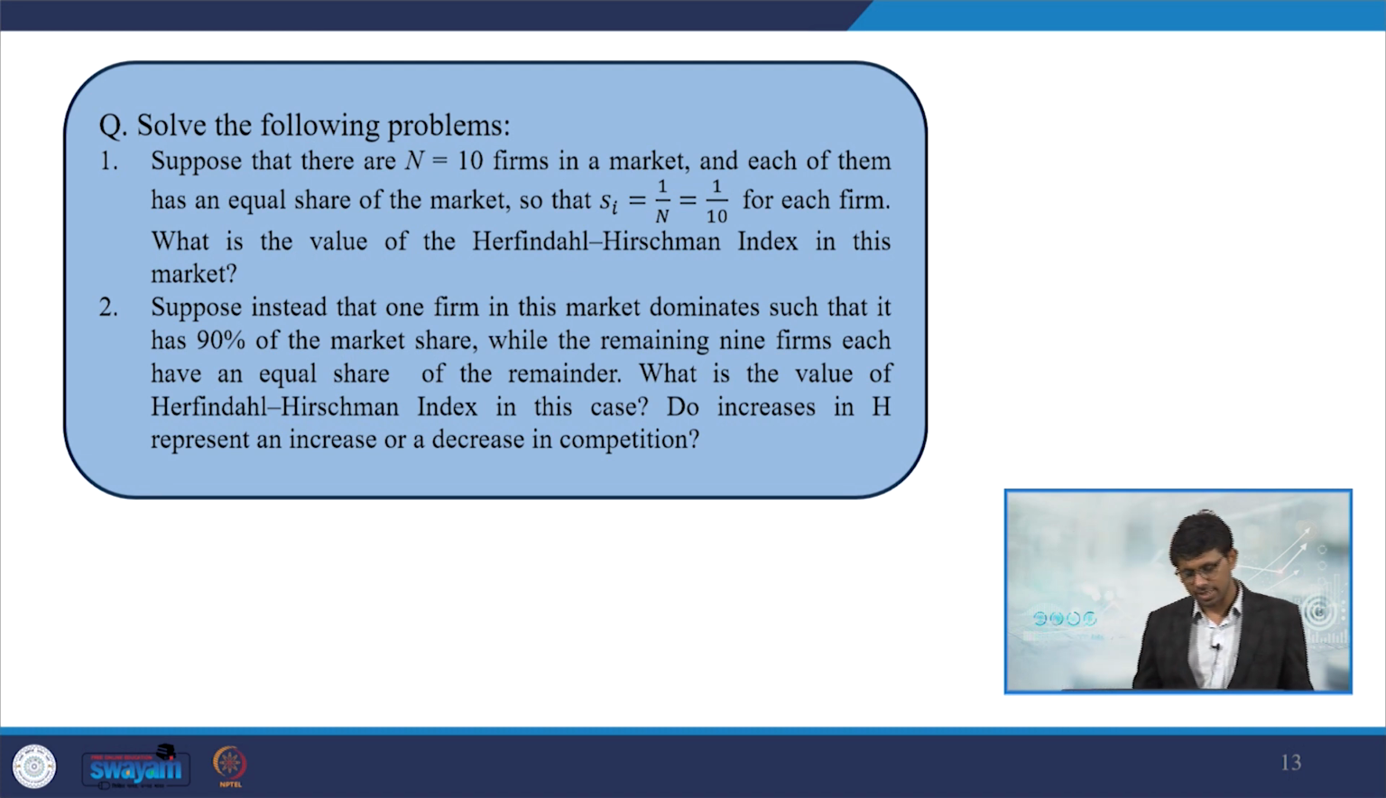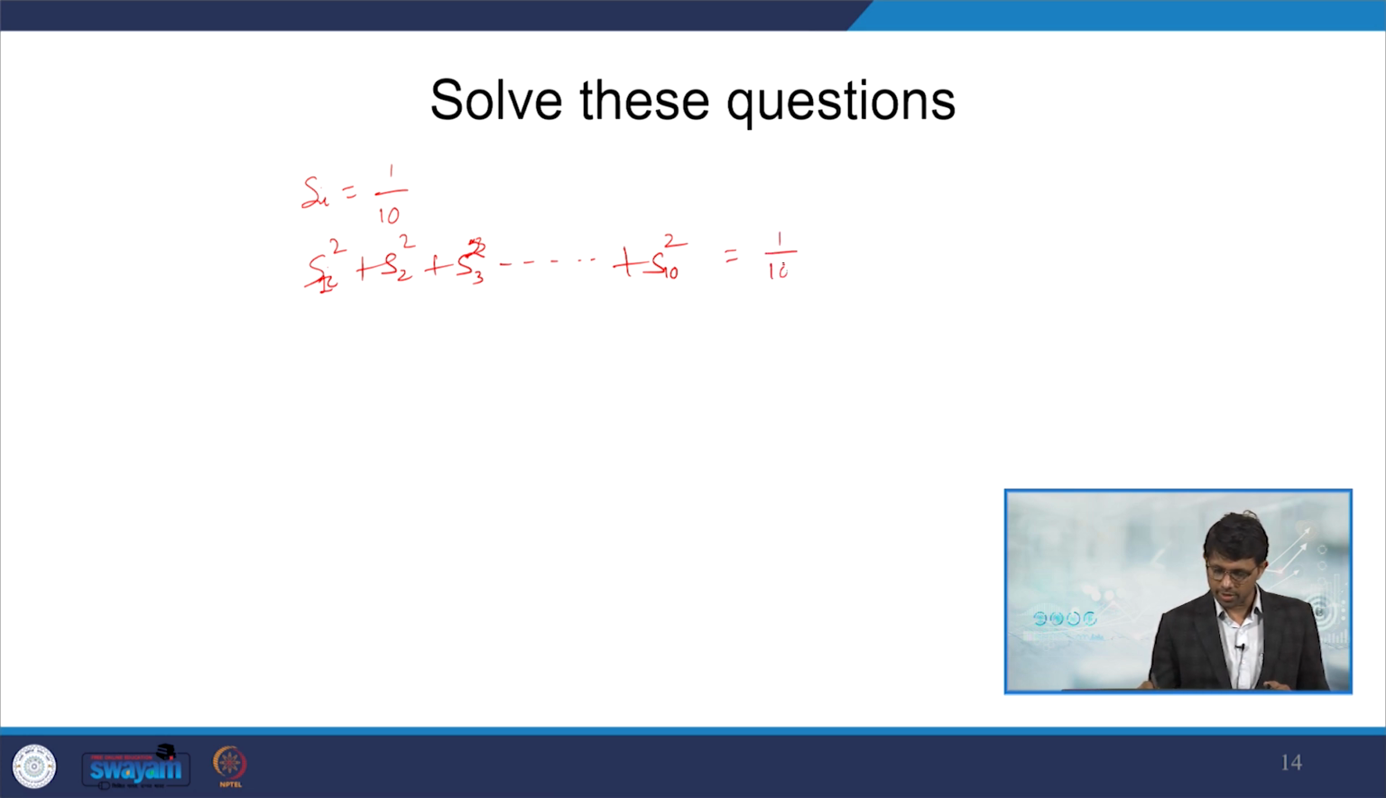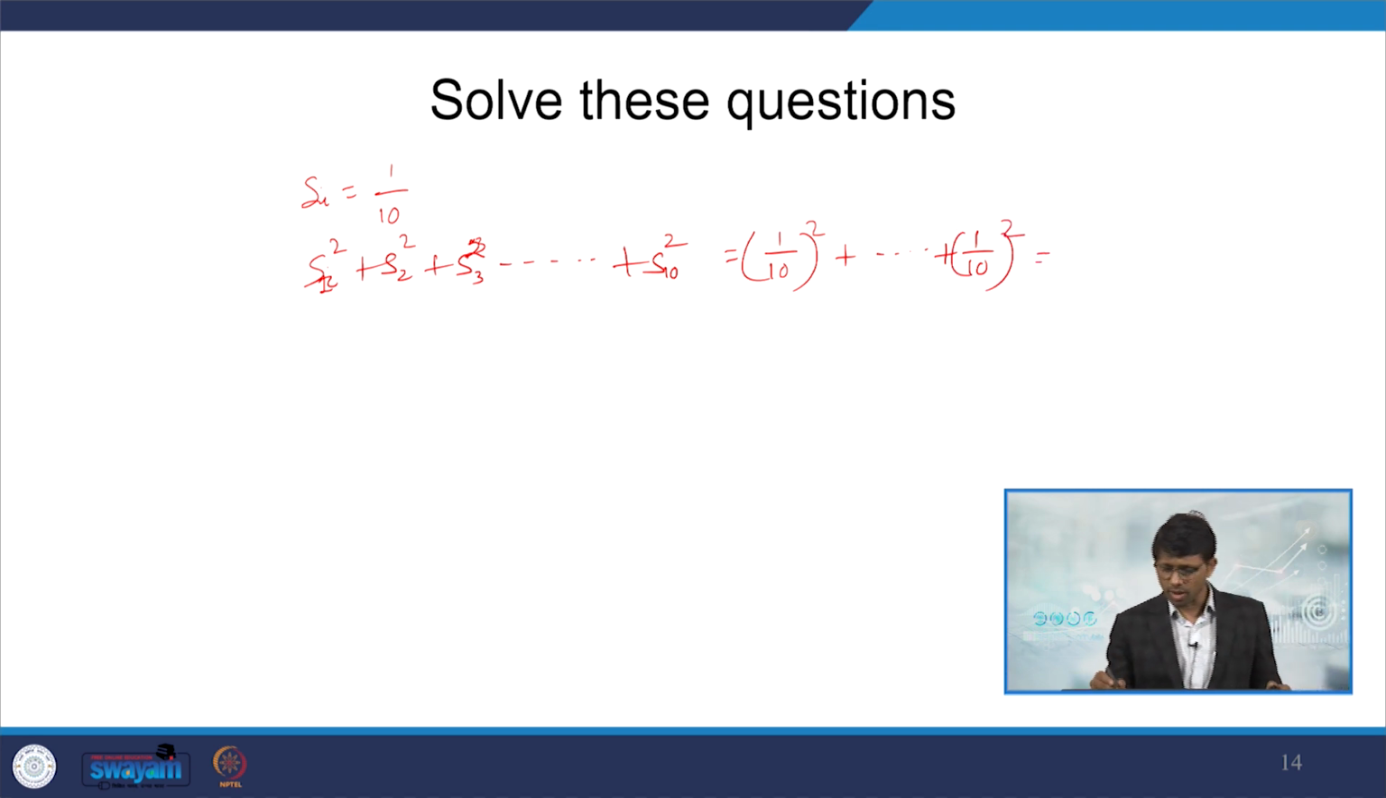Now, as I already told you, HHI has to be calculated as the sum of Si squares, isn't it? So, here Si is equal to 1 upon 10 for each firm. So, S1 squared plus S2 squared plus S3 squared, and so on till S10 squared. Each of these is 1 upon 10 squared, which is 1 upon 100, plus 1 upon 100, ten times. So, 10 by 100 is equal to 1 upon 10, isn't it? So, the concentration value is actually 0.1, alright.